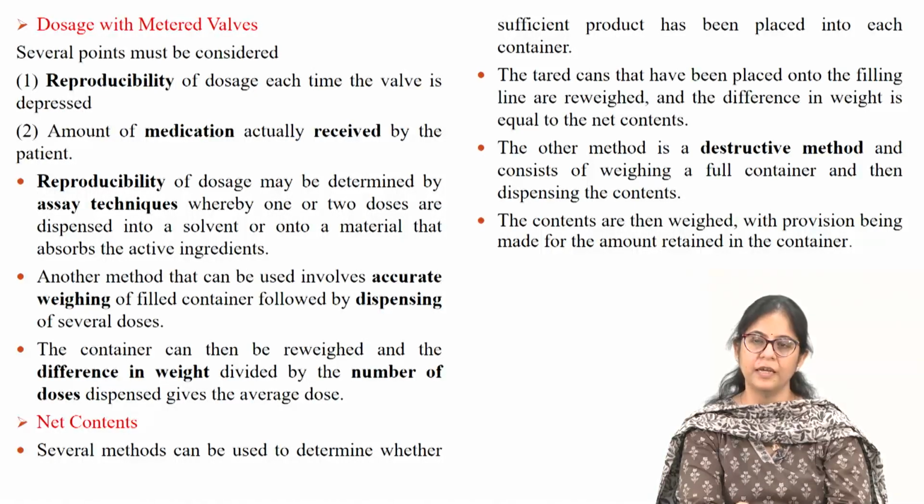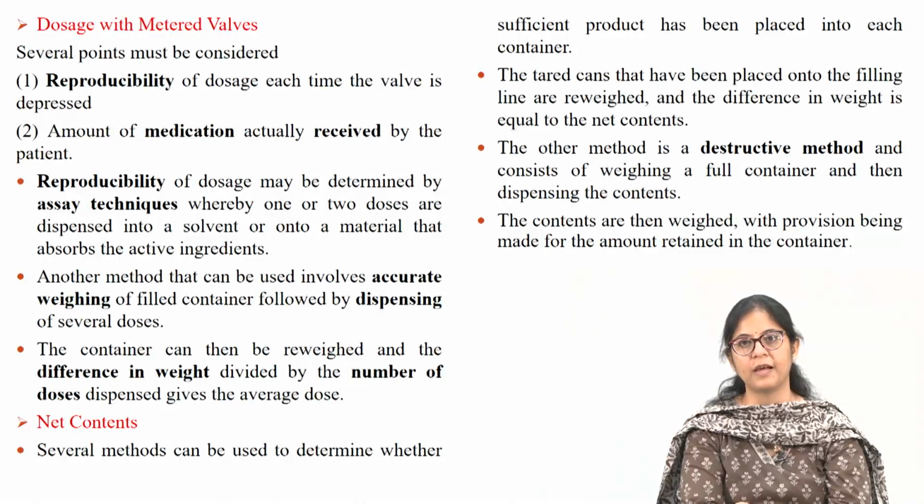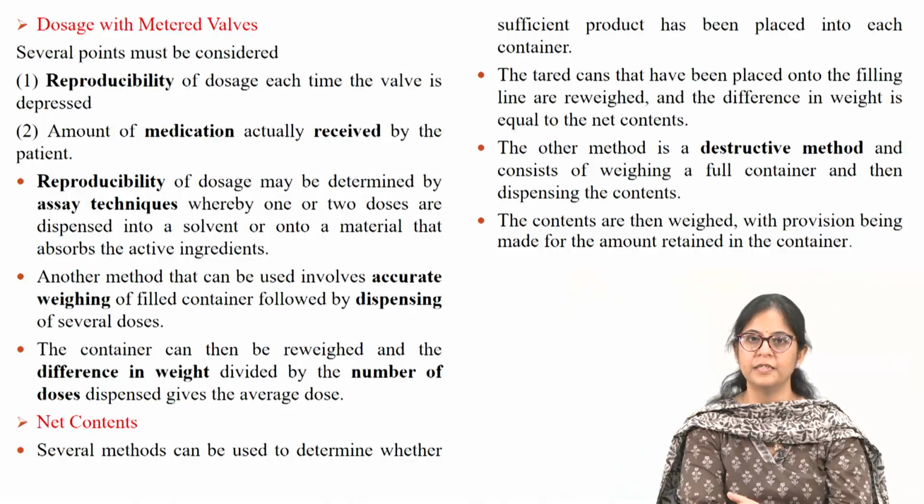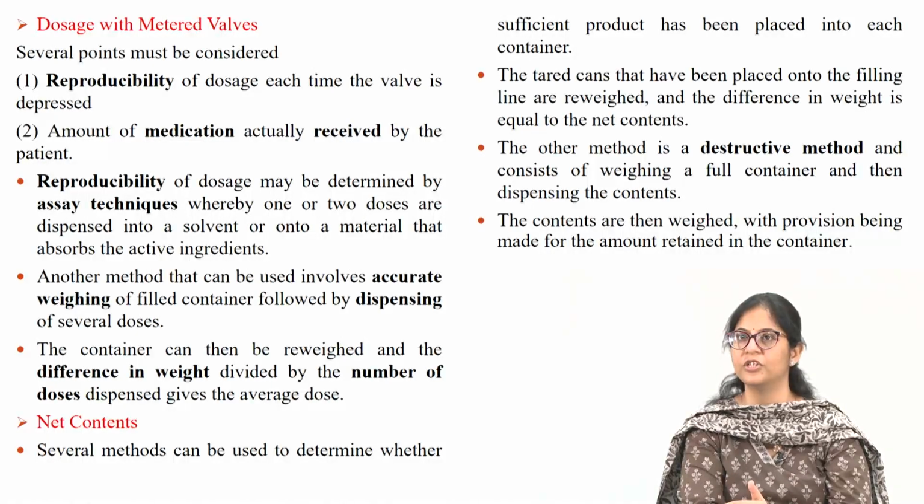The container can then be reweighed, and the difference in weight divided by the number of doses dispensed can be used as a measure to find the average dose. The net contents can be measured using several methods to determine whether sufficient product has been placed into each container.